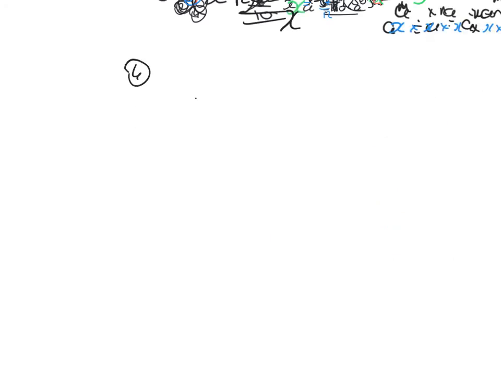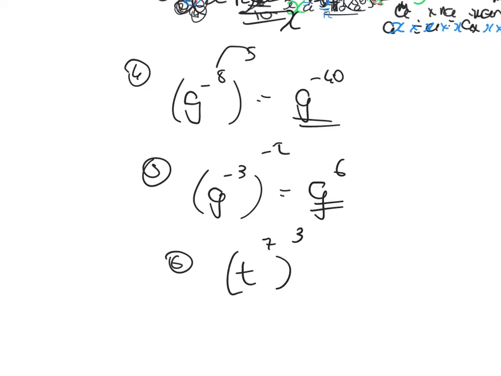Okay, example 4. G to the minus 8 brought to the power 5. Minus 8 times 5, g to the minus 40. Example 5. G to the minus 3 brought to the minus 2. Multiply the powers. Minus 3 times minus 2 is plus 6. G to the power 6. Example 6. T to the power 7 brought to the power 3. Okay, so 7 times 3 is 21. T to the 21.